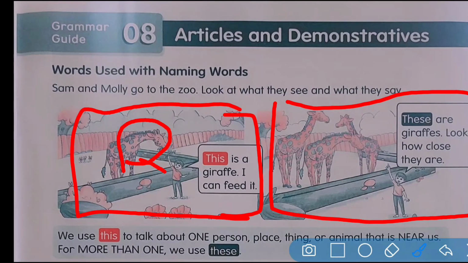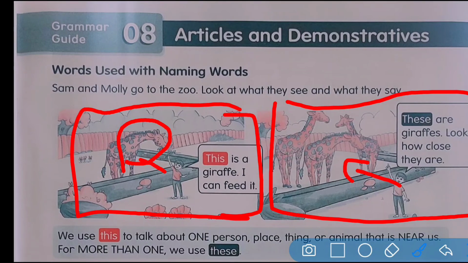But in picture 2, again these giraffes here, they're very near to Sam. Now there are 3 giraffes, more than 1. But they are very near to Sam, so he says, these are giraffes. So we use the word this to talk about one person, one place, one thing, or one animal that is very near us.